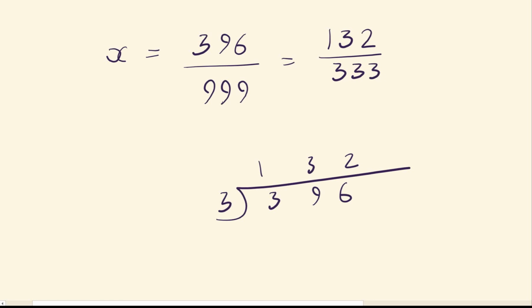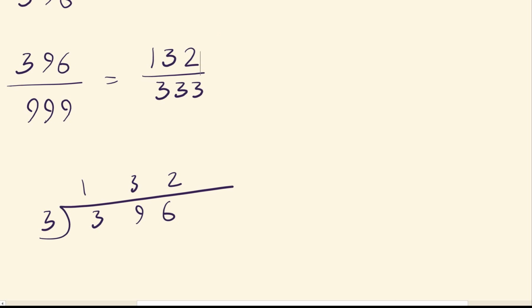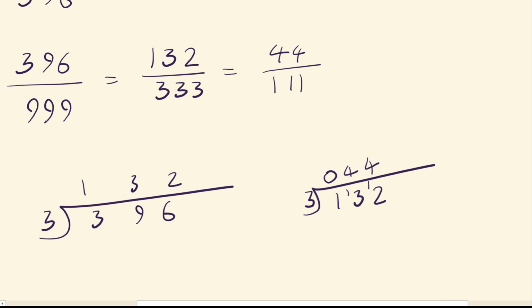Now it's worth checking, can this still divide by 3? The check we have is, if we add up all the digits, they should be divisible by 3 itself. So it works out that 132 can divide by 3 again. So again, I'll use the bus stop method. And we now have 44 over 111. Okay, and that cannot simplify any further. They have no common factors.